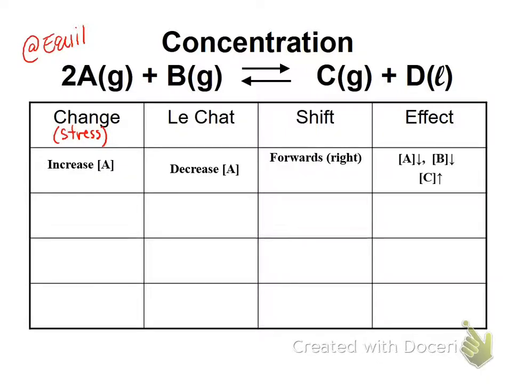Okay, Mr. Chen, what happened to D? Well, D happens to be a liquid. Things that are liquids and solids actually do not go into this chart. The reason for this, I don't want to tell you just yet. Okay? But if you see a liquid or a solid, you can ignore it. Questions for me?